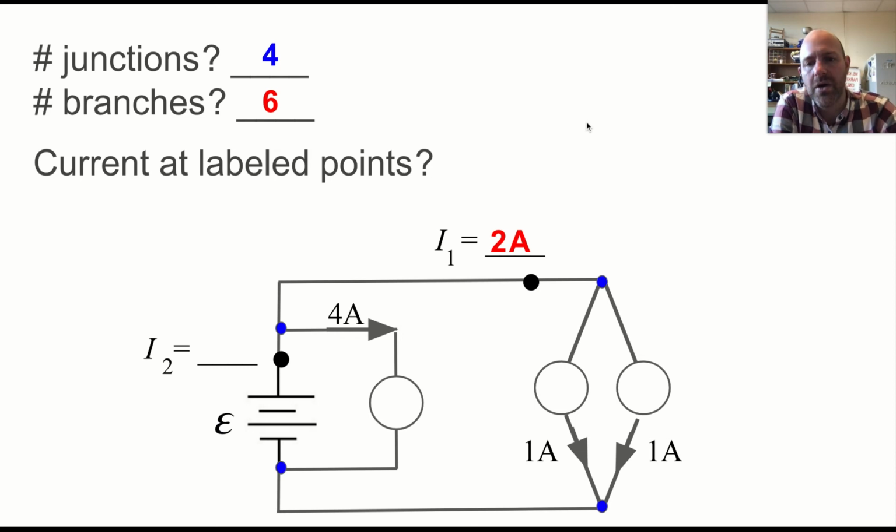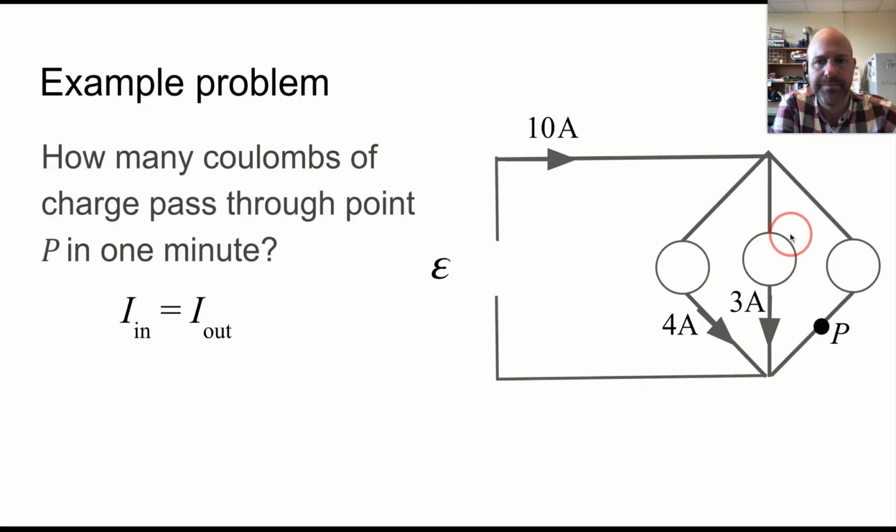And so we know that if there are 2 amps, 1 plus 1, coming out of this junction up in the upper right-hand corner, there must be 2 amps going in. And then if there are 2 amps coming out of that junction above the battery and 4 going to the right, that means there must have been a total of 6 running through the battery heading into that junction.